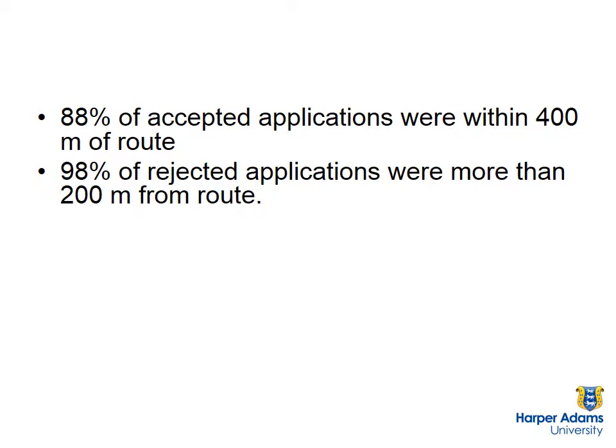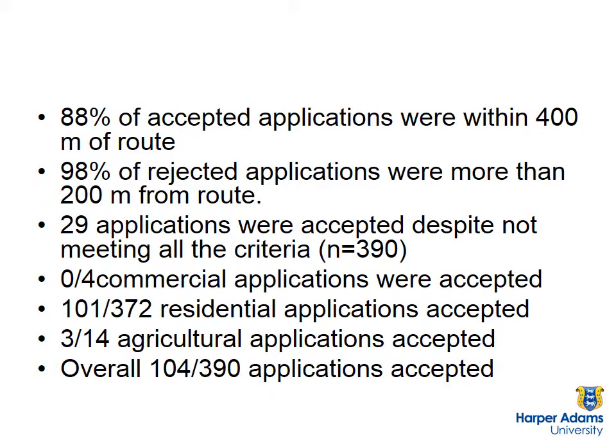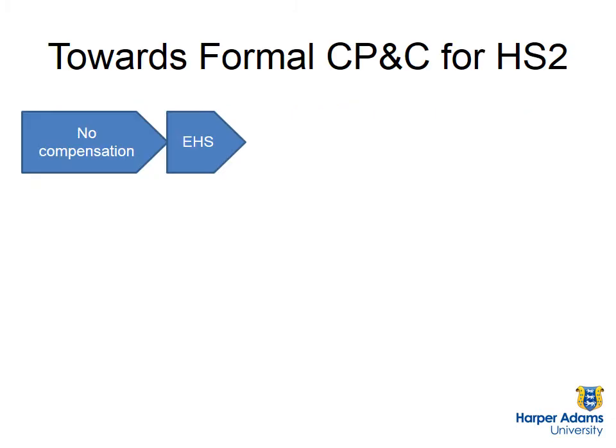Looking at the applications which were accepted, 88% of them were within 400 metres of the route, but 98% of the rejected ones were more than 200 metres from the route. 29 applications were accepted despite not meeting all the criteria out of the total of 390. No commercial applications were accepted. 101 out of 372 residential applications were accepted, and 3 out of 14 agricultural applications were accepted. The combined effect of that was that overall a mere 104 out of 390 applications were accepted. These figures were current in 2014.